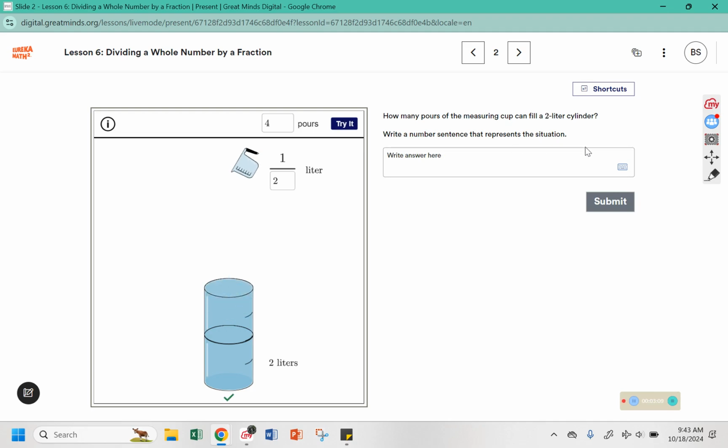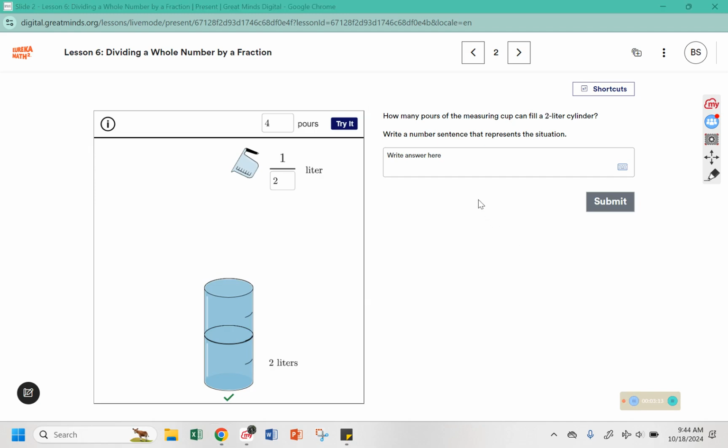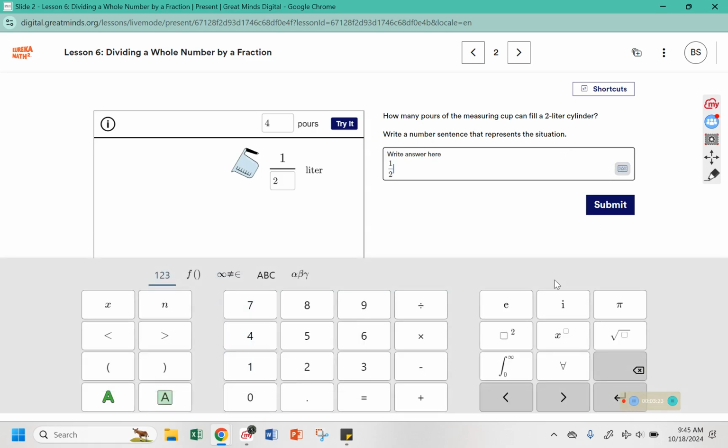Write a number sentence that represents the situation. Now there are actually 2 number sentences we can write. We could say 1/2 times 4 would give us 2 liters.